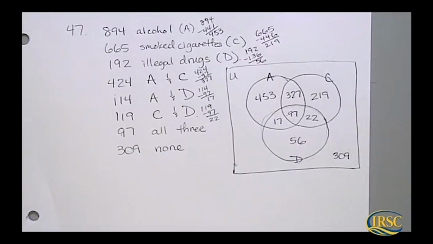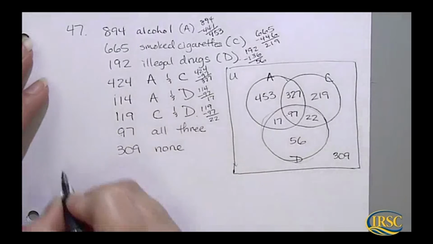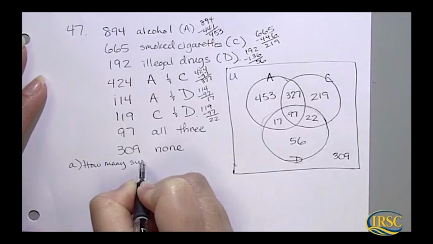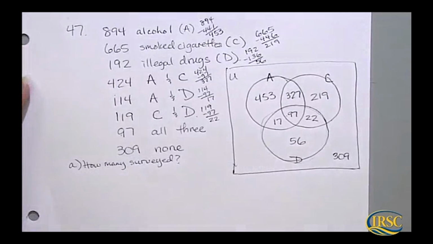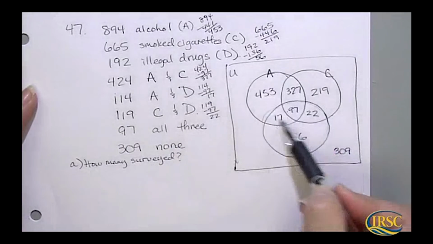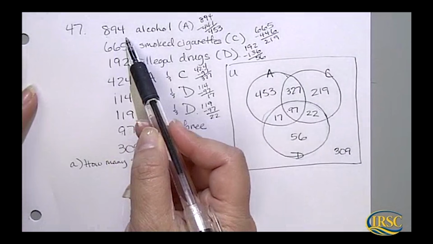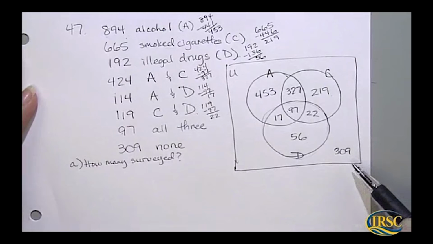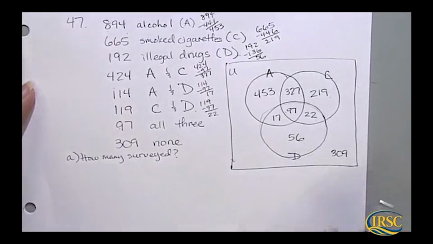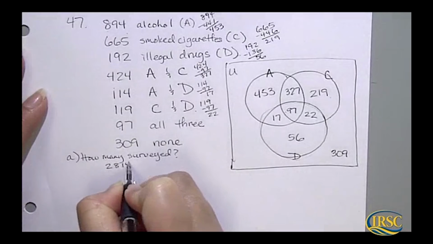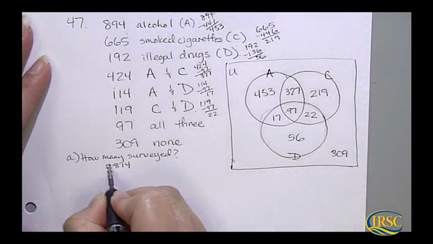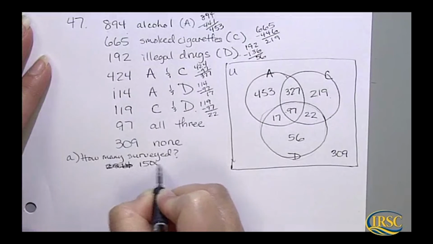All right, so the first question is, how many students were surveyed? What would you have to do to figure out that answer? Add all of them up. Remember, the shortcut is that circle A equals 894. And then you add 219, 22, 56, and the 309. 2,814? No, that seems too much. Should be 1,500. Okay, so 1,500 is correct.